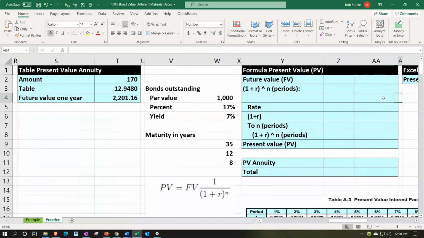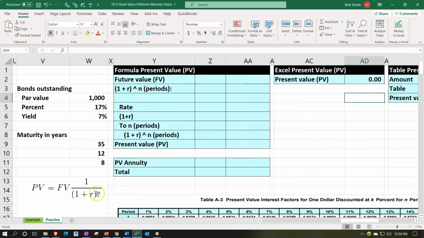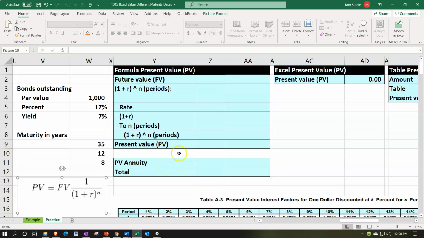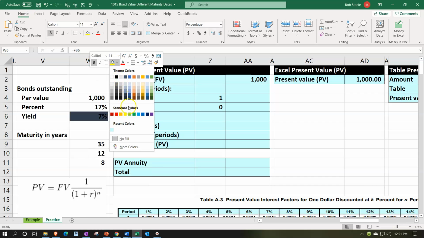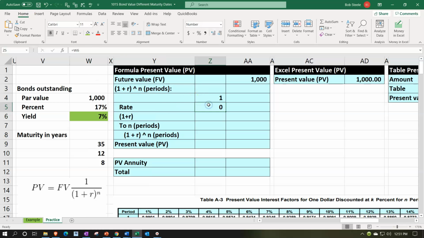Now let's calculate the present value of the 1,000 using this formula. Present value equals future value times 1 over 1 plus r to the n, starting with the value of the end result of the bond, the 1,000 par value. Then we're going to have the 1, and then the rate is going to be 7% using the market rate again, which I'll greenify to make sure I pick up the right rate every time.